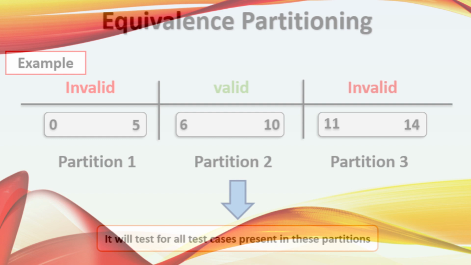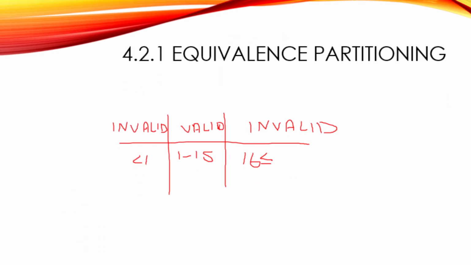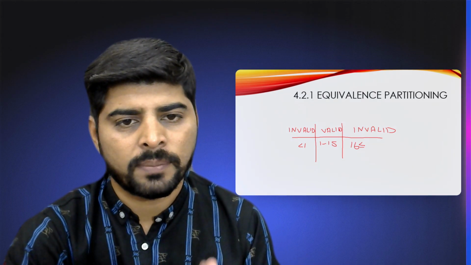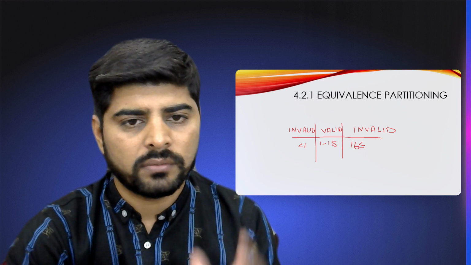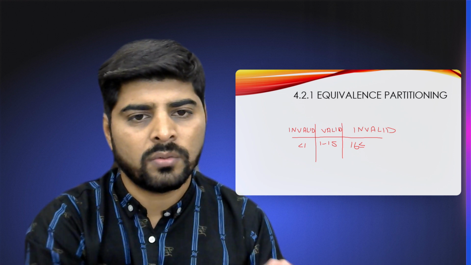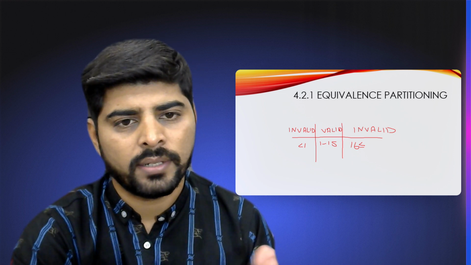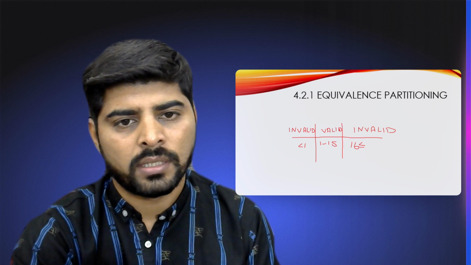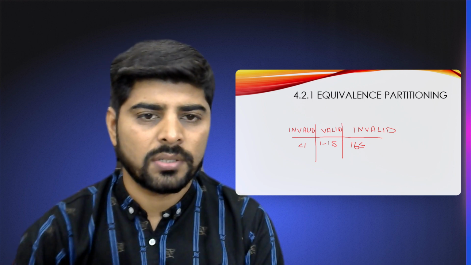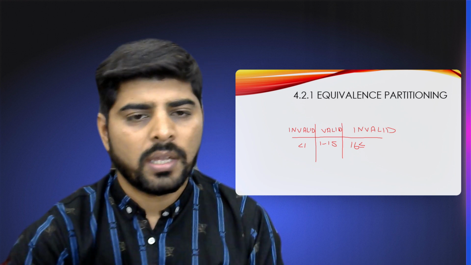Let me show you one more example. You can see we have a field accepting integers 1 to 15. So 1 to 15 is the valid partition. We have divided into partitions, valid and invalid. Digits less than 1 are an invalid partition.